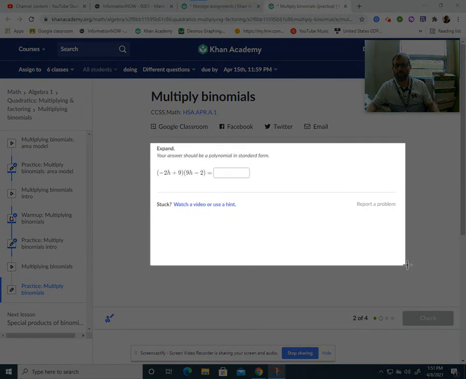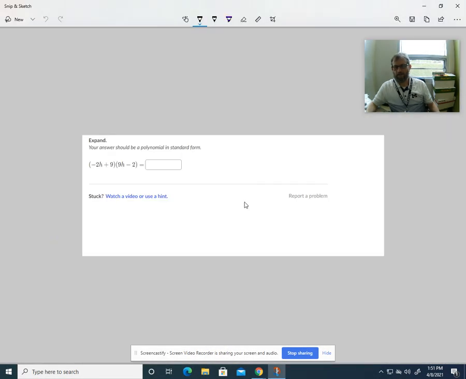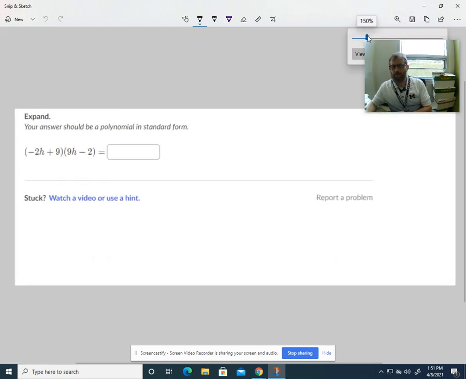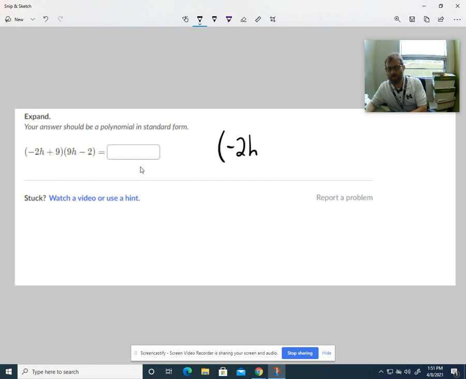Now this one's a little different. I don't normally like it to have the negative on the h like that, but I guess we got to be able to adapt. I don't really write it that way very often, but it's there, so we're going to deal with it.